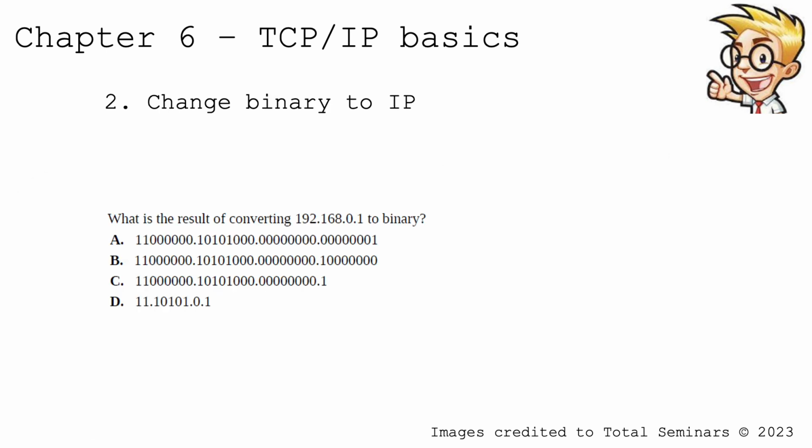Change binary to IP. Here we have, what is the result of converting 192.168.0.1 to binary? So we know already this address. We wrote it out before, so this should be pretty easy then. Process of elimination. D looks totally different from the other ones. Nope. C doesn't have any zeros on the last octet. Okay, now it's 50-50, right? Well, here we have a 0 or we have a 1. Well, that's not a 0, right? That's a 1. It has to be A.